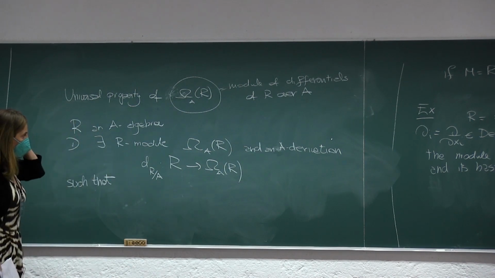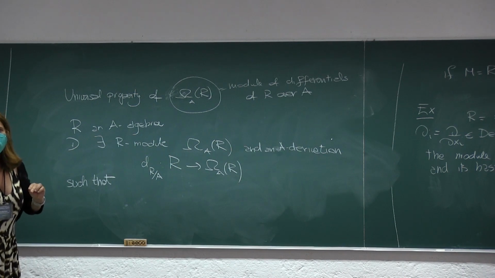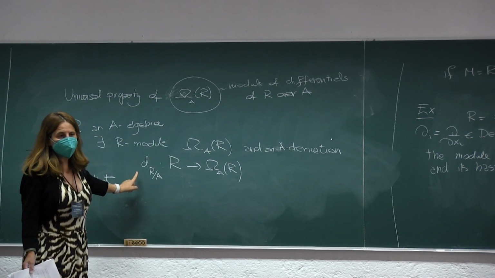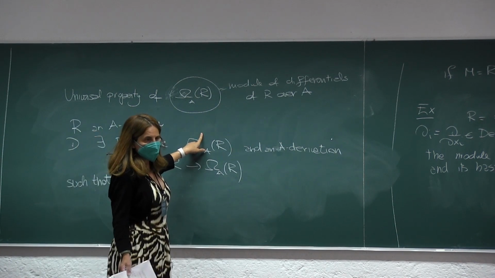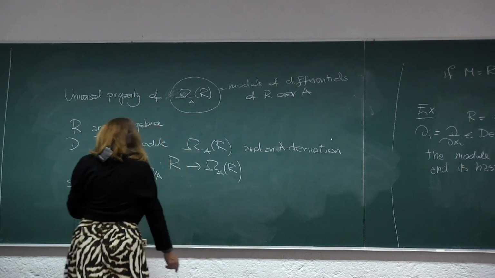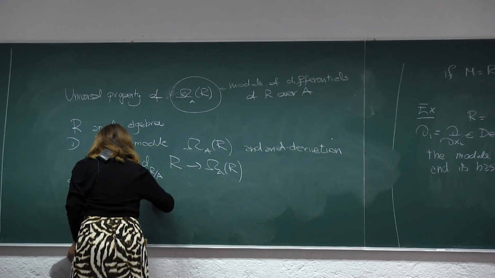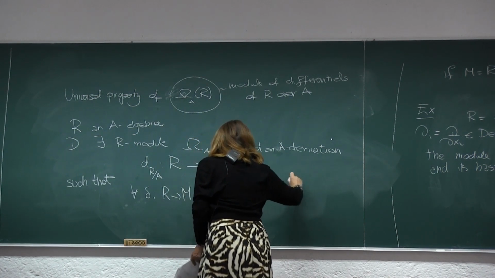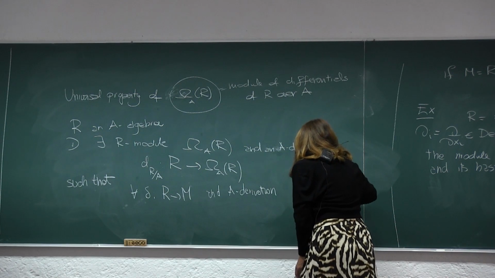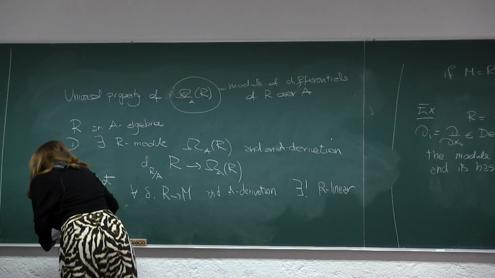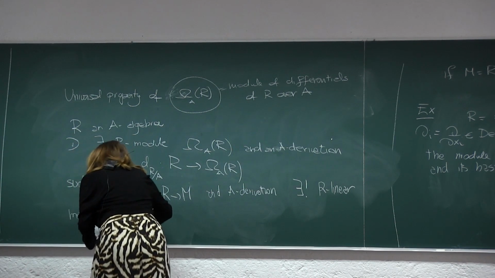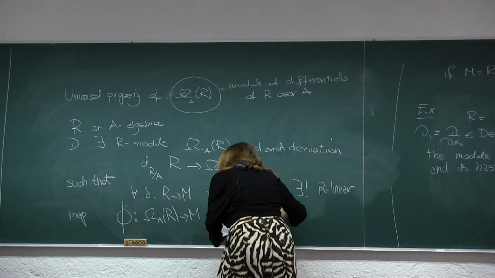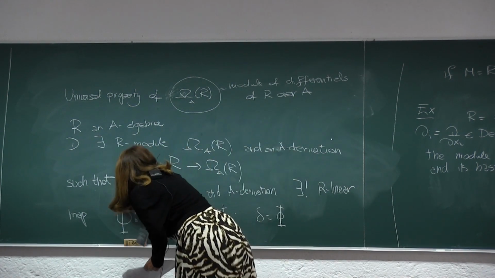so what's the idea? What is the universal property? That any derivation you have, d from R to M, has to factor through this, which is called the universal derivation. So this is going to be called the universal derivation, and this is the universal module of differentials. So every derivation is going to factor through it. So let me write it down. So such that for any delta from R to M an A-derivation, there exists a unique R-linear map, and the map goes from, let me call it phi, whatever I call it, Omega R over A to M, such that you can obtain my delta simply composing this phi with the universal derivation.